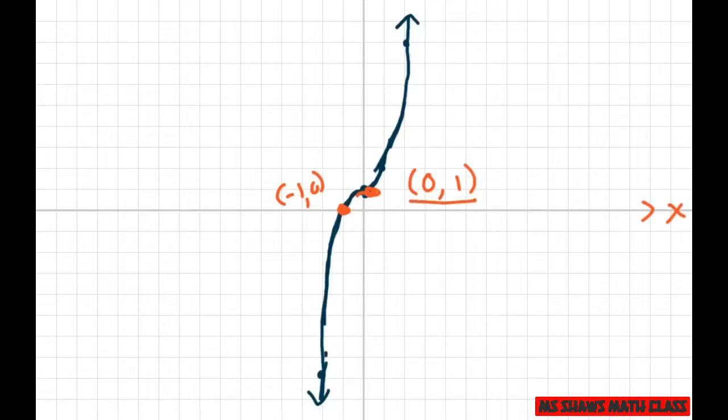And this point of inflection here is kind of flat in there, and it concaves down to get to this point, then it concaves up.